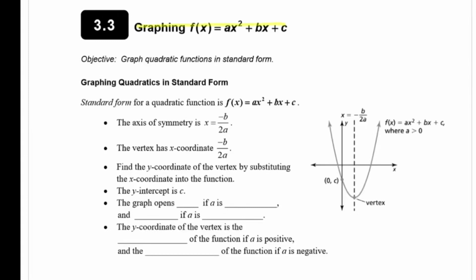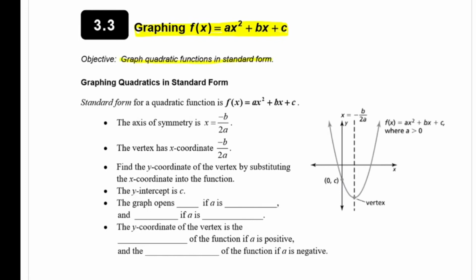We are graphing functions of the form ax squared plus bx plus c. If you have that x squared, that creates a parabolic shape. It's like a U shape. So what we want to do is first look at the axis of symmetry.